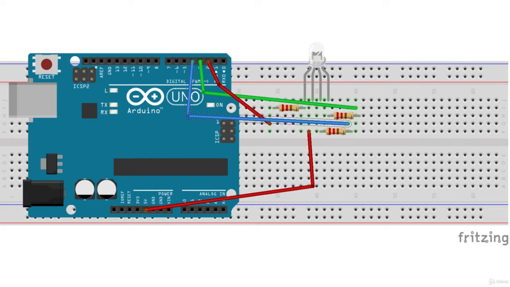The red is connected at Arduino pin number 2, green LED is connected at Arduino pin number 3, and blue LED is connected at Arduino pin number 4, and the common pin is connected to 5 volt. Now I'll program the LED accordingly, like digitalWrite within bracket 2 comma LOW, 3 comma LOW, 4 comma LOW, like that I'll do the program.